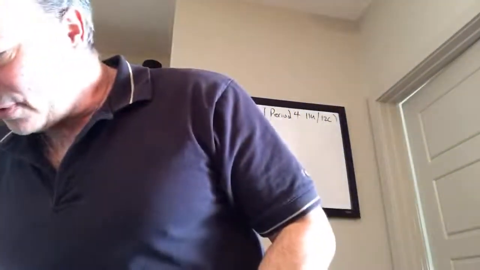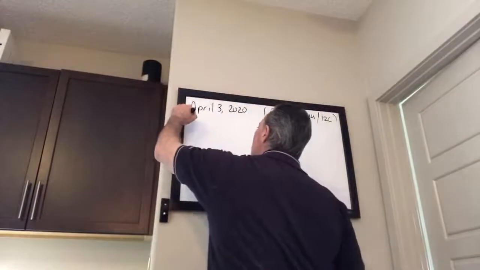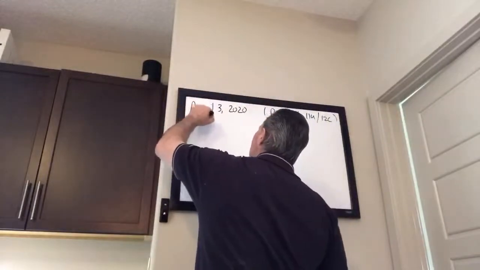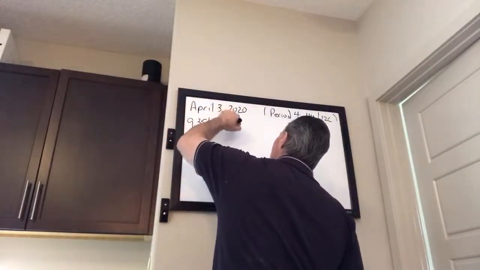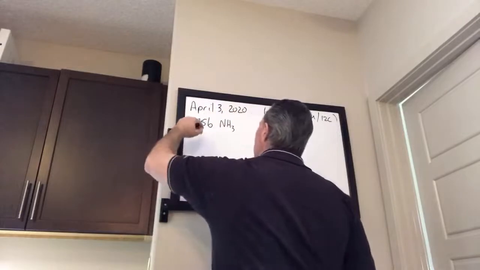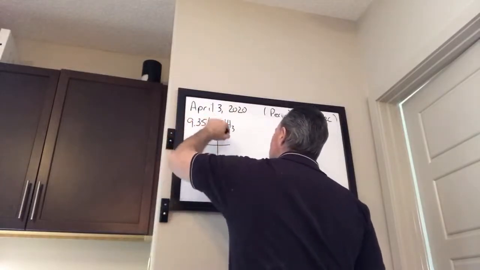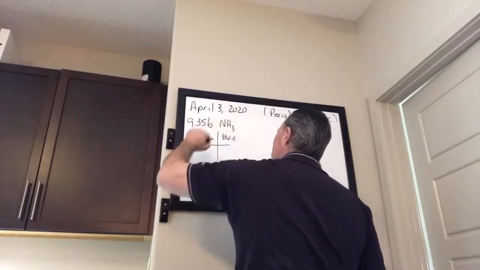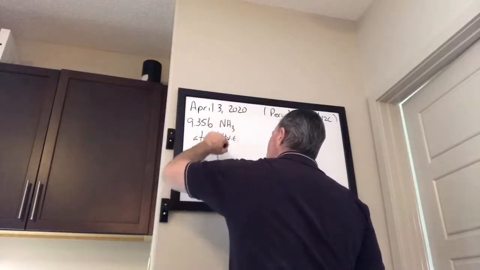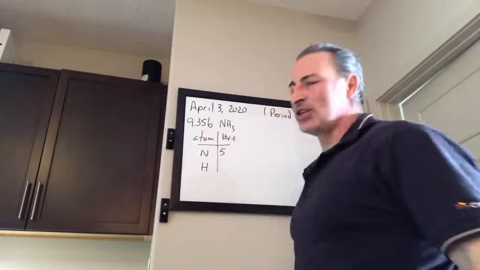So 935B now is ammonia. Always start with your Lewis structure. Five valence electrons on nitrogen because it's a part of the nitrogen group.